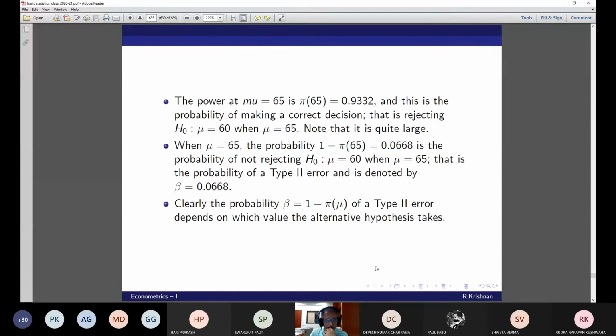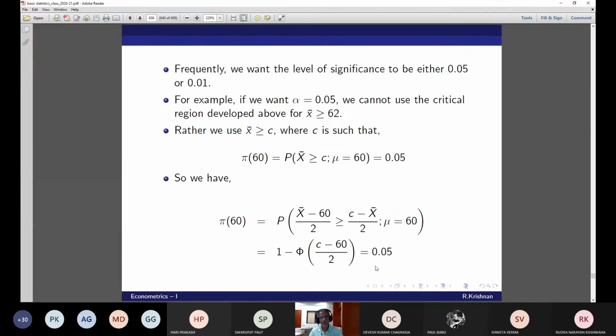Now we shall ask the other question. Frequently, we want the level of significance to be either 0.05 or 0.01, that is 5% or 1%. This is a normal significance level taken by everyone.